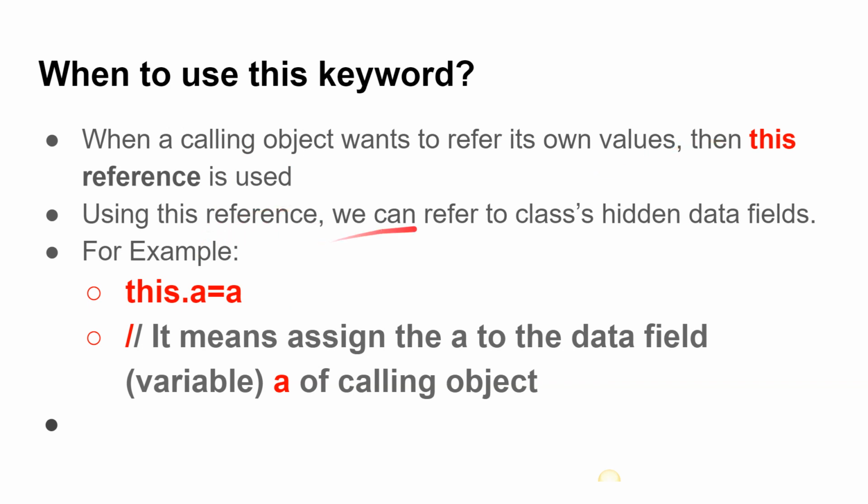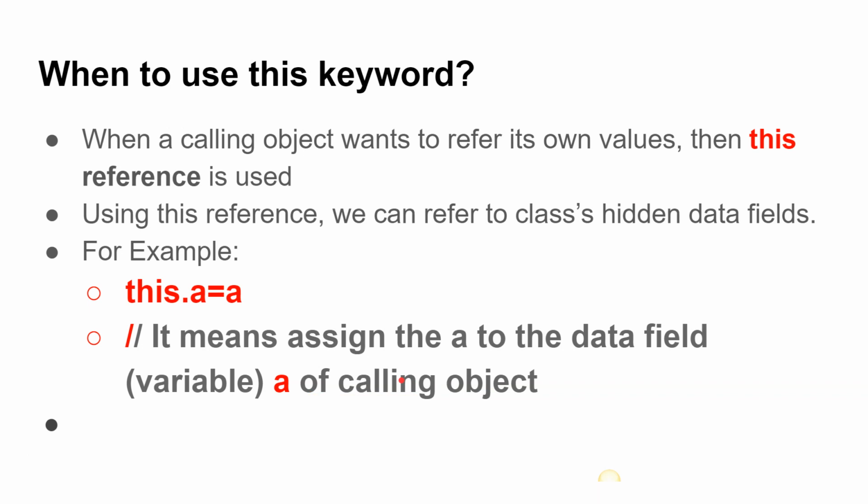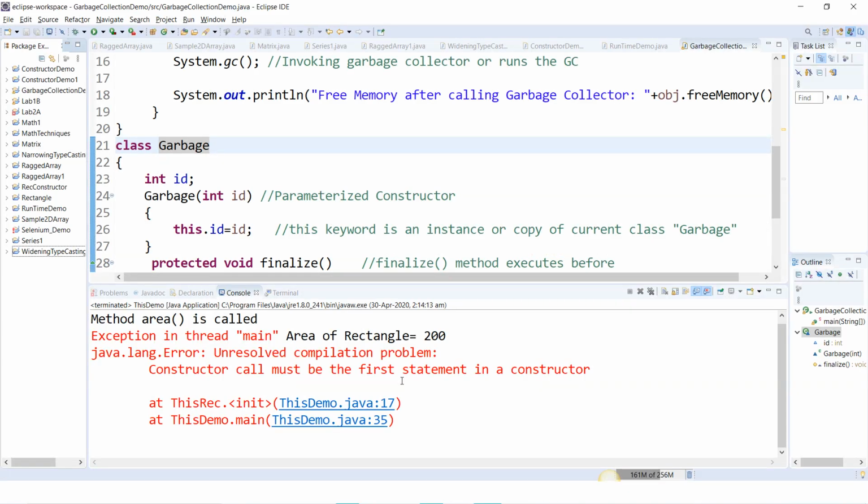When a calling object wants to refer to its own values, then this reference is used. Using this reference, we can refer to the class's hidden data fields, that is, hidden variables. For example, this.a = a means assign the value a to the data field or variable a of the calling object. We'll discuss this using an example.